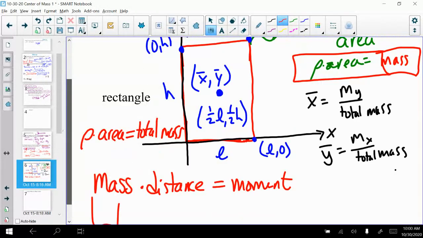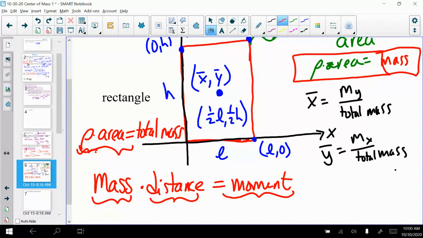And so we're going to need to be thinking about mass, distance to get moment, and also mass, right? So if our total mass is rho times area, then rho times our tiny area would give us our mass at any moment in time. All these moments everywhere. Hear me out. Let's go and look at this next one.